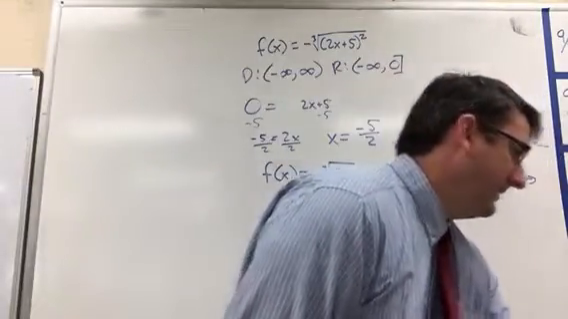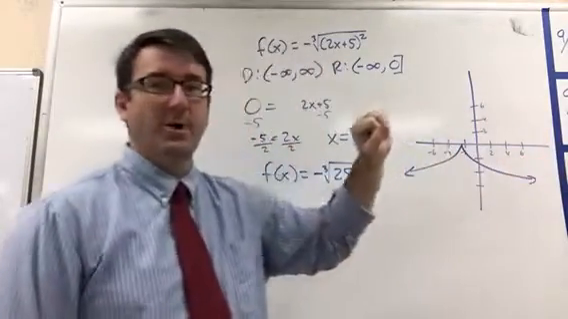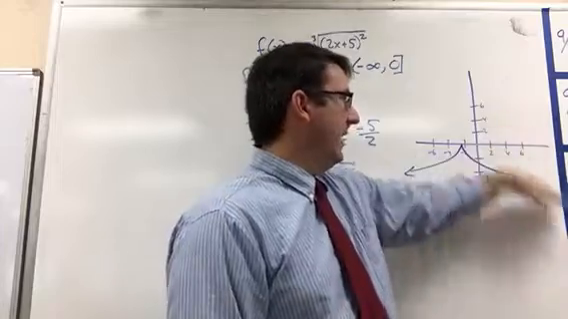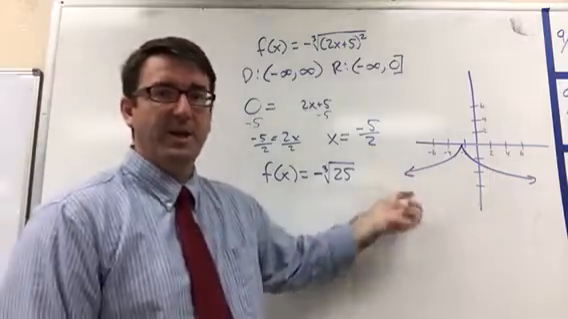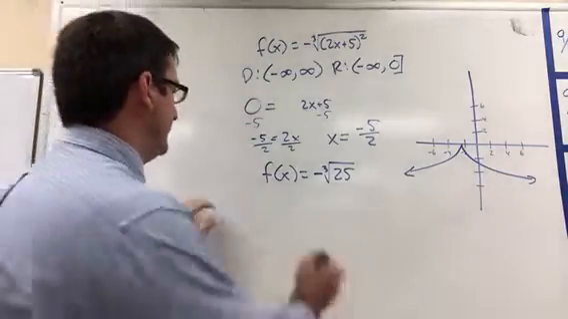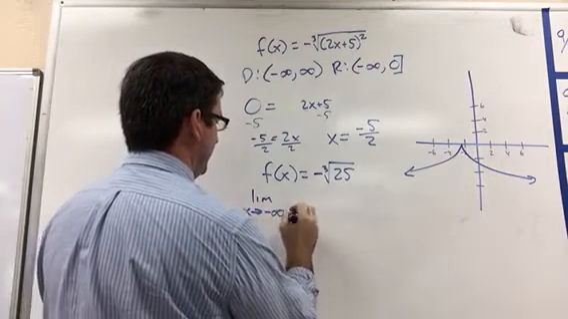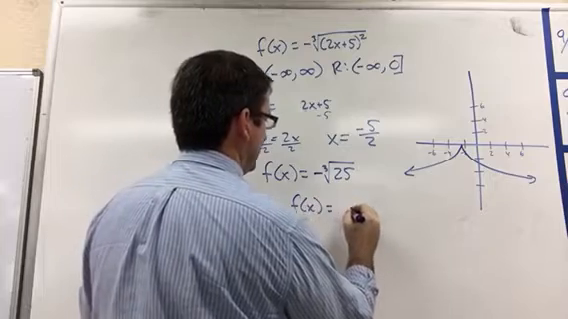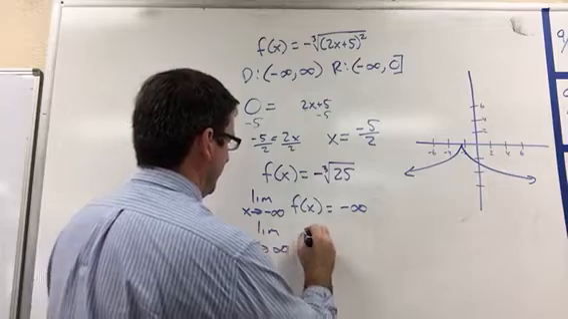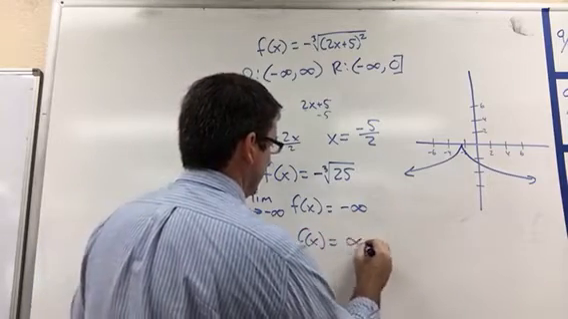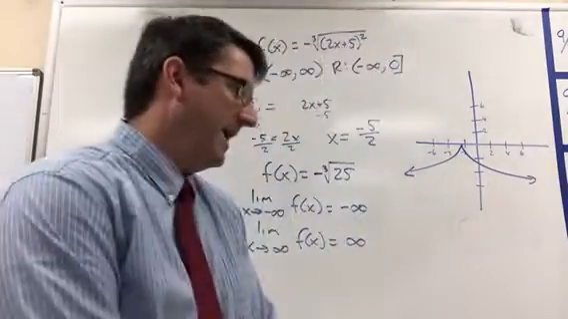Next, we're trying to find the end behavior. So notice that as x goes toward positive infinity, y is going toward negative infinity. And as x goes toward negative infinity, again, y is going toward negative infinity. So the way that we're going to write that is the limit as x approaches negative infinity of f of x is equal to negative infinity. And the limit as x approaches positive infinity of f of x is equal to negative infinity. All right. That's end behavior.